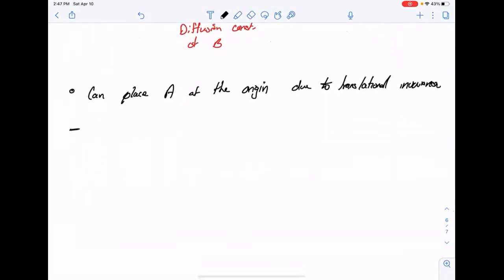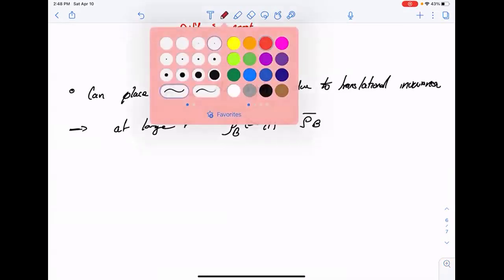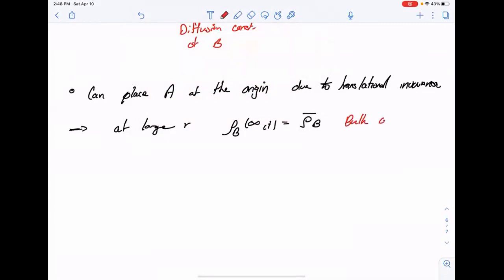Let's assume at large R, so very far away from the origin, that rho of B at time t is maintained at a constant concentration rho bar of B. So this is some bulk concentration that's held fixed. So we are running this reaction forward enough to compute a rate, but not so much to significantly deplete the solution of B.